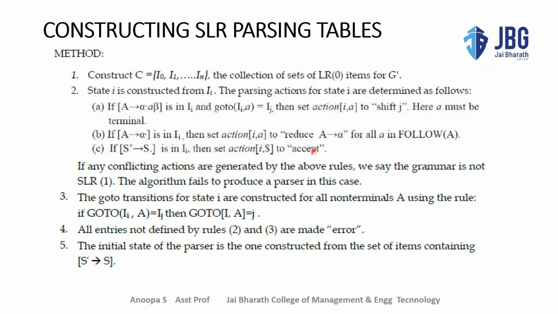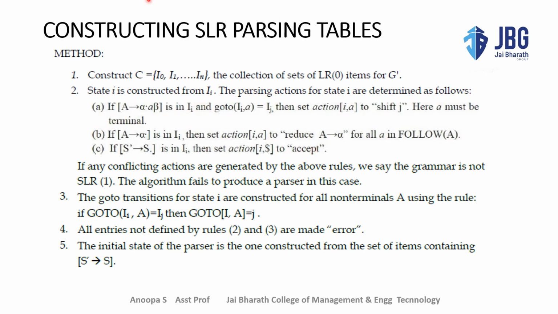So if any conflicting actions are there, we say the grammar is not SLR(1) and the algorithm fails to produce a parser. Conflicting actions means if in the same column there comes a shift and a reduce, then it is a conflicting action. Or if two reduce actions come in the same column, then it is also conflicting. So in that case, we cannot produce a parser.